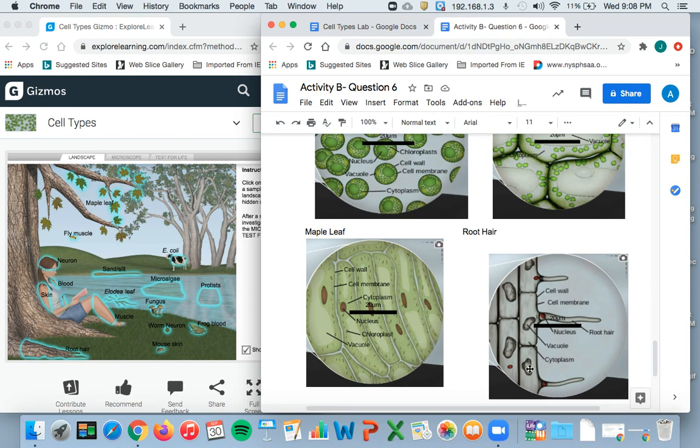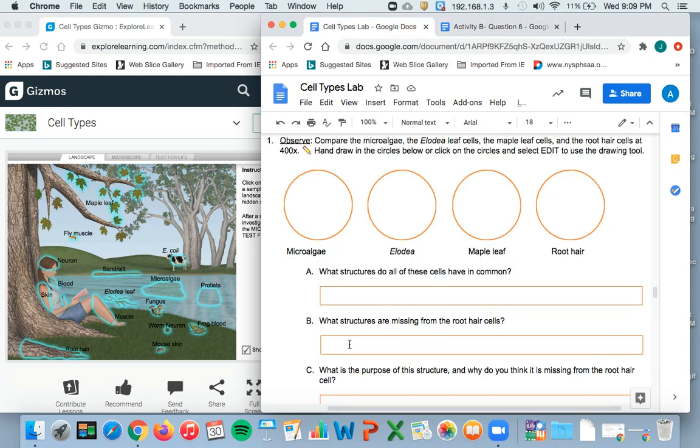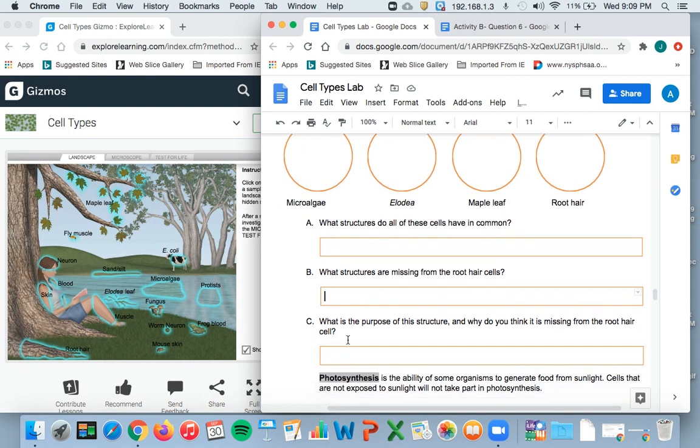The root hair is missing something. What structure is the root hair missing that the other cells have? You're going to record your answer for B. Okay, what is the purpose of this structure and why do you think it is missing?